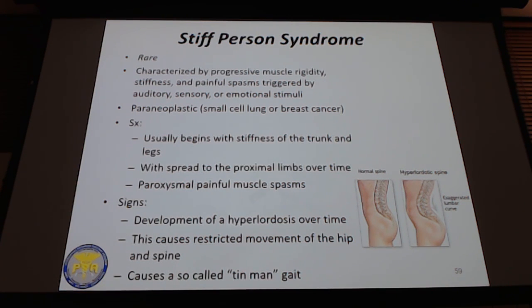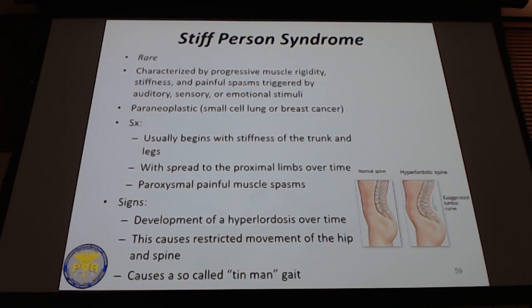Speaking of rare, stiff person syndrome, right? Didn't name it. But actually, the name is pretty easy. Also known as Tin Man Gait, right? Nice. I can get down with that. So characterized by progressive muscle rigidity, stiffness, painful spasms triggered by auditory, sensory, and emotional stimuli. That's kind of neat. We haven't really talked about one that presents like that.